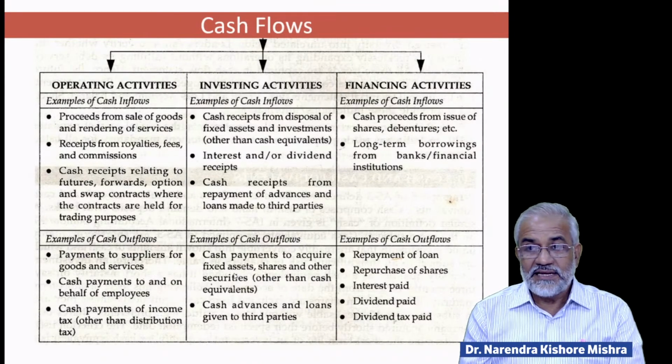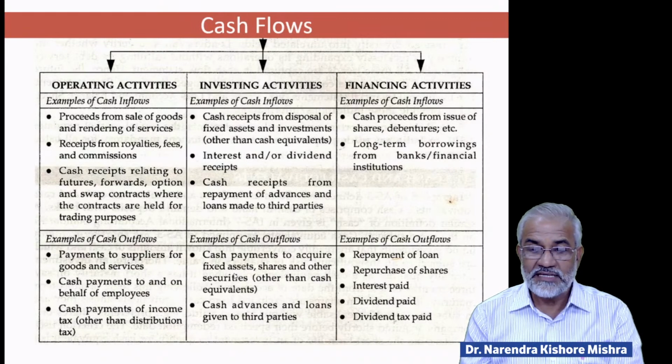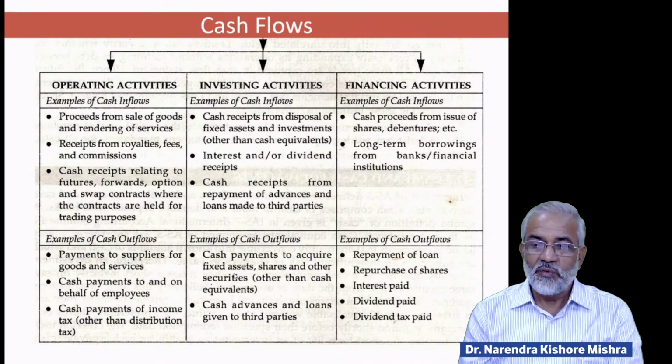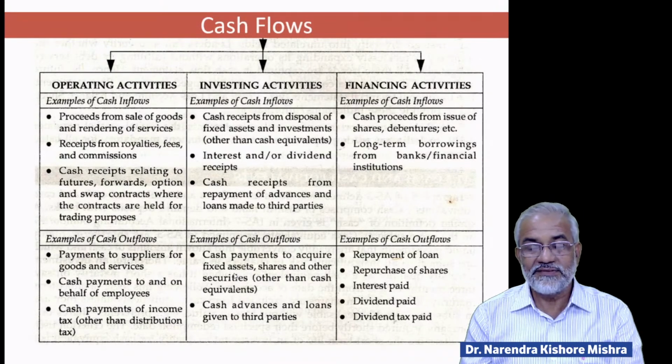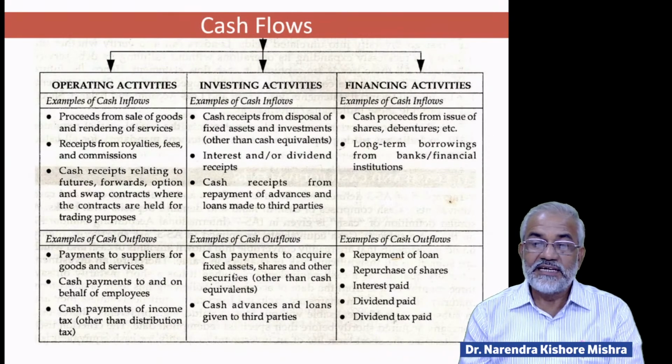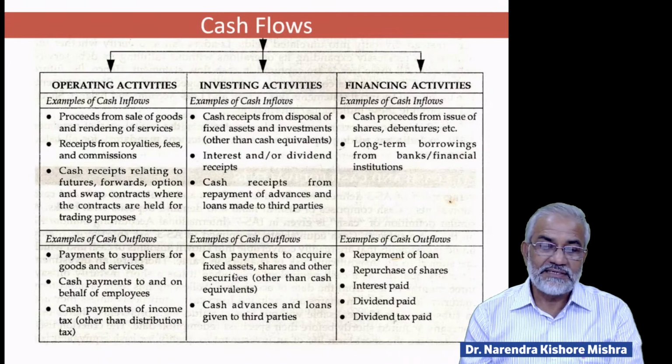Bond bears interest and shares bear dividend. Dividend has to be paid to the shareholders as a return on equity. When dividend is paid, that also results in outflow of cash, and that outflow of cash comes under the financing activities, outflow. The last item is dividend tax paid, dividend distribution tax.